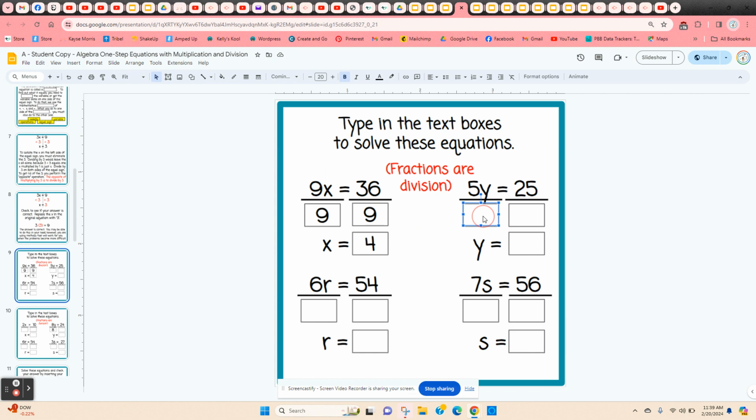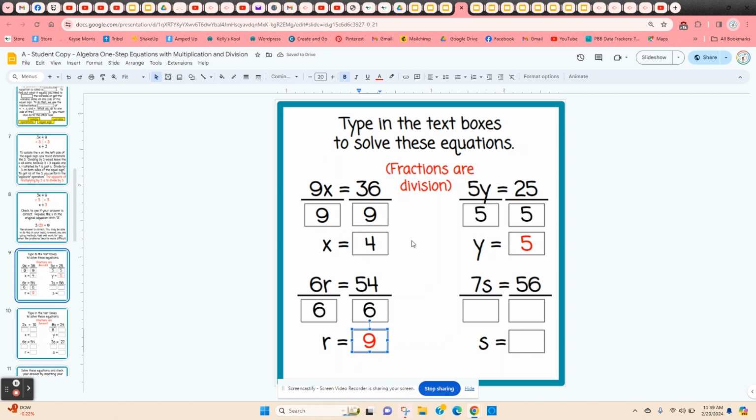So here we're going to click in the text box, and the opposite operation would be to divide. So we're going to divide by 5 on both sides, and that gives an answer of 5. Here we're going to divide both sides by 6, which gives us an answer of 9. So they're just going to type in the text boxes.